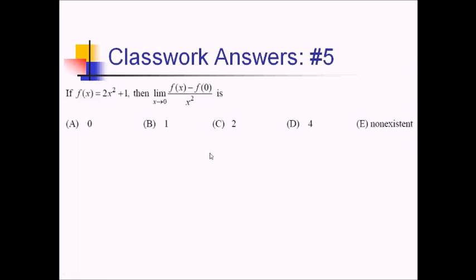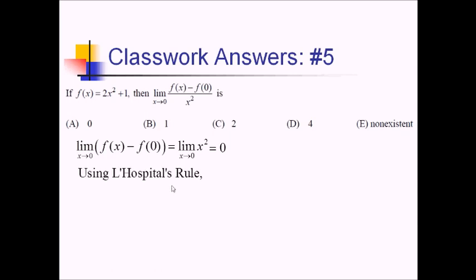For this problem, we want the limit as x approaches 0 of f of x, where f of x is 2x squared plus 1, minus f of 0, over x squared. So let's first start by mentally plugging in 0 to see what happens. We're going to have f of 0 minus f of 0. Well, that's got to be 0. And then we have 0 squared, which is also 0. So we see that the limit of the numerator and the limit of the denominator equal 0, both of them. That means we can use L'Hopital's rule to evaluate this.